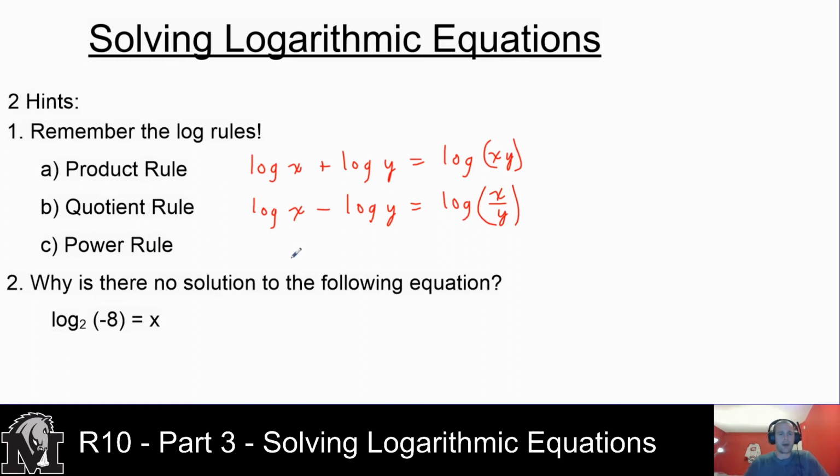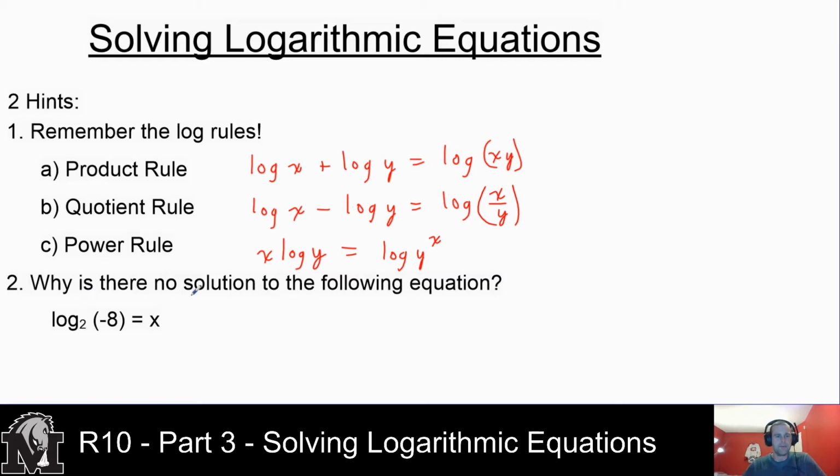And the last thing is our power rule. So if we have some coefficient multiplying the logarithm of something, the coefficient can be written as the exponent of the argument. So we could rewrite this as log y to the power x. So these rules are going to come in really handy because often we're going to have to combine a couple of logarithms in order to do some other algebra.